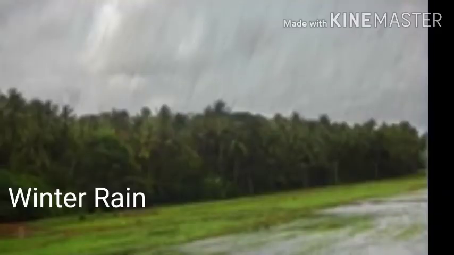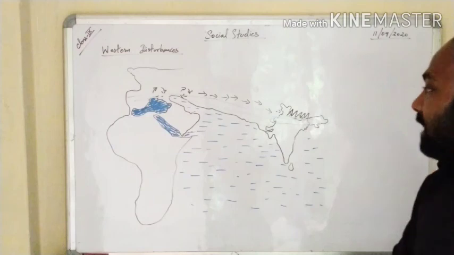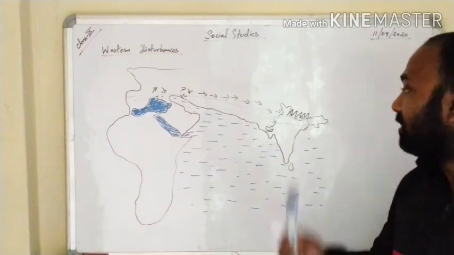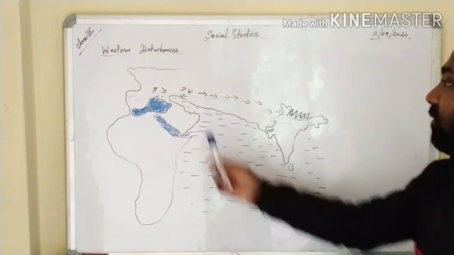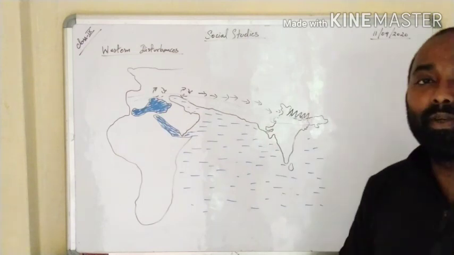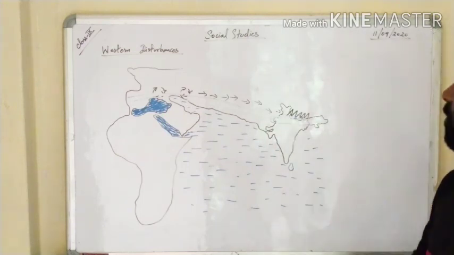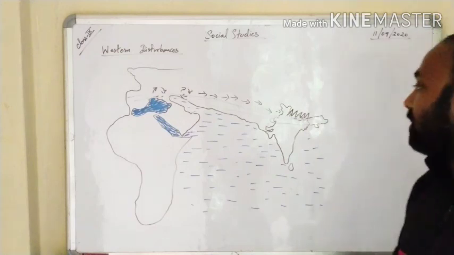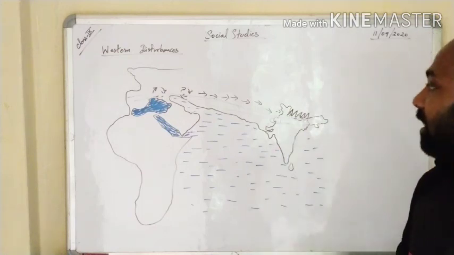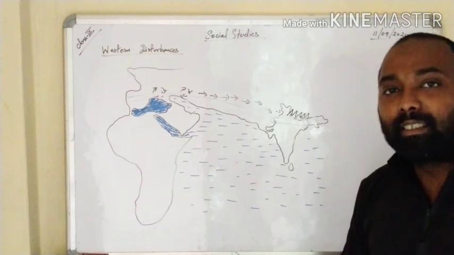Not every time, but in some years rainfall occurs in the winter season in the north and northwestern side of our country, and that rainfall is caused by the western disturbances which come from the western side of our country. Now you understood why the winter rain is there in the north and northwestern side of our country during the winter season.